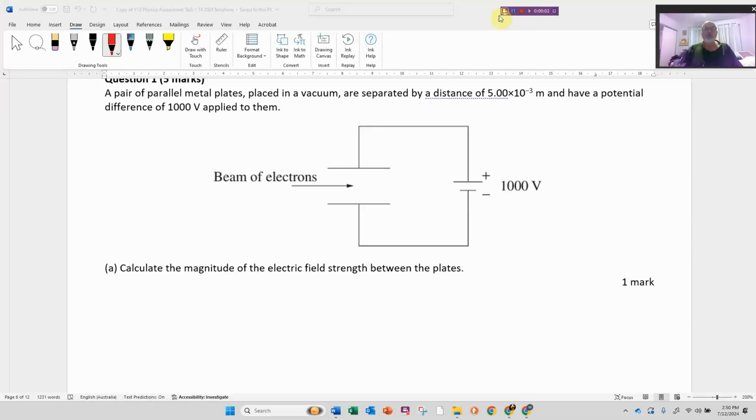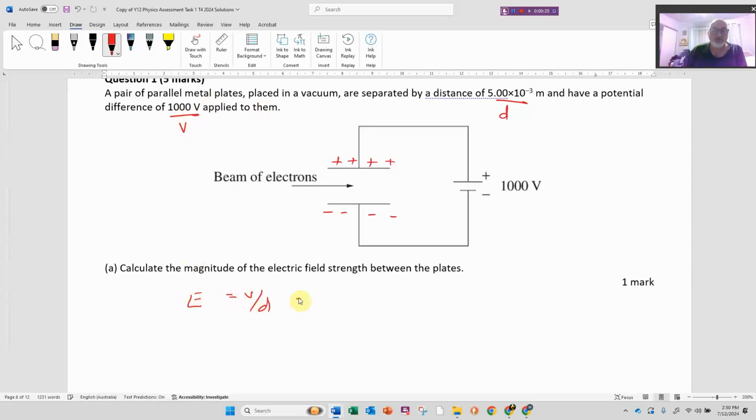So first question in the short answer section, we've got parallel metal plates. These are positive up here. These are negative down here. Separated by a distance of that, so that's D, and have a potential difference of 1,000 volts applied across them. Magnitude of the electric field strength, E equals V over D. This is an easy one for 1 mark.